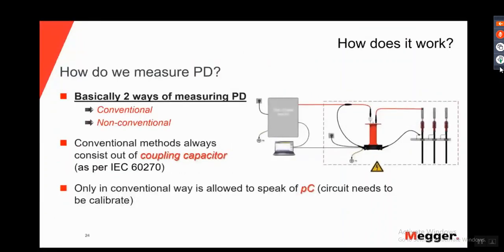How does partial discharge work? As I mentioned, we have two ways to measure partial discharge: the conventional way and the non-conventional way. In the conventional way, we need to connect a coupling capacitor in the circuit between the power source and the cable under test. So we need to de-energize the cable in order to connect the coupling capacitor and the power source. In the conventional way, we work under the IEC 60270.